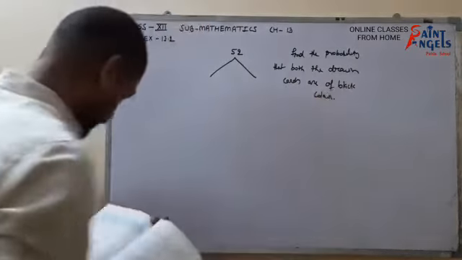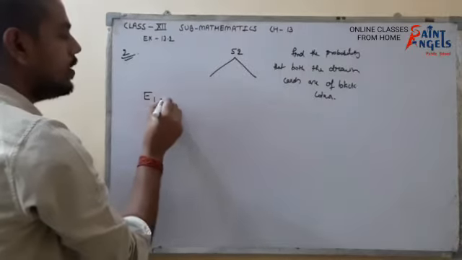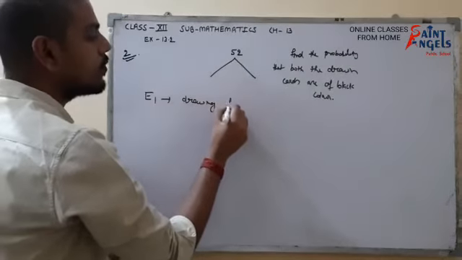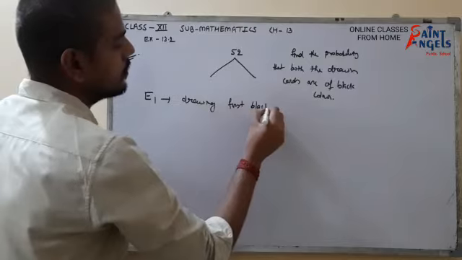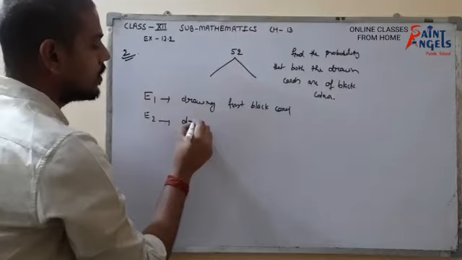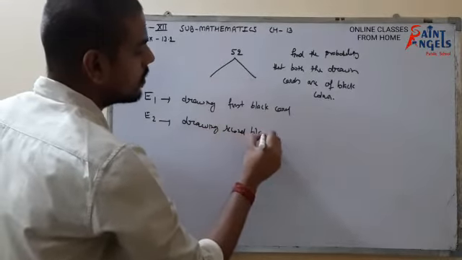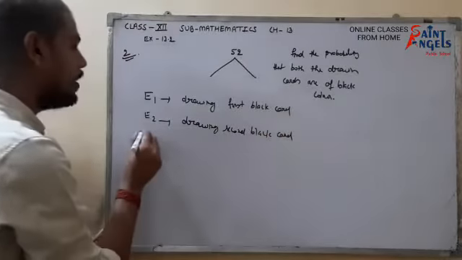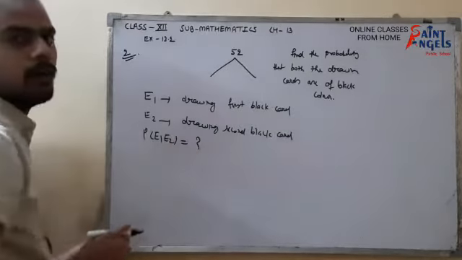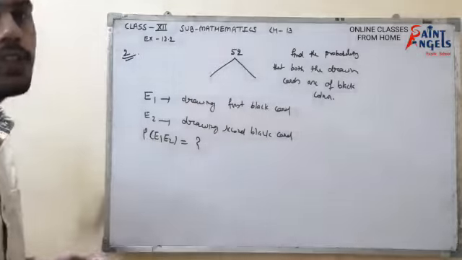Okay, so now let E1 be the event of drawing the first black card, and E2 the event of drawing the second black card, and we have to find P(E1 E2), the simultaneous occurrence of these two events. Okay, so by which theorem will we solve it? We will solve it by the multiplication theorem of probability.